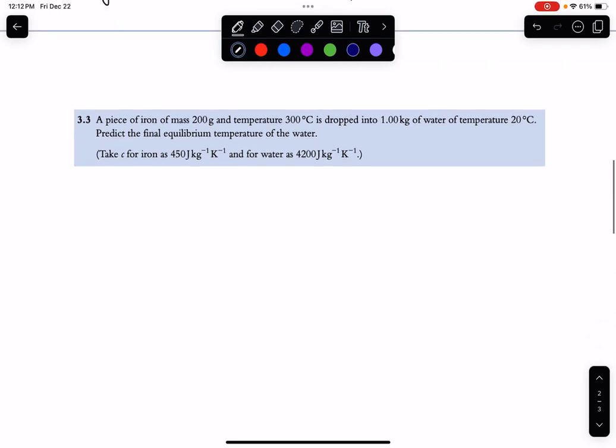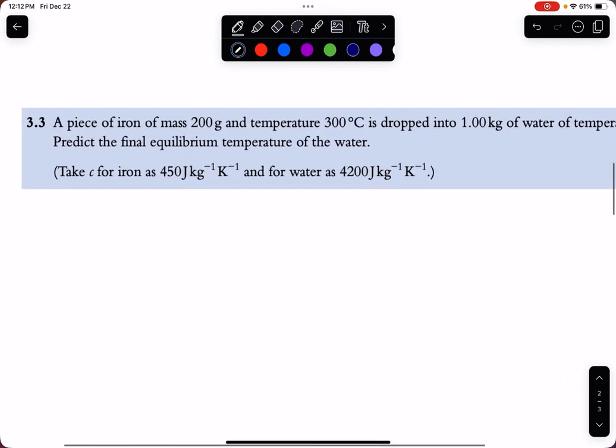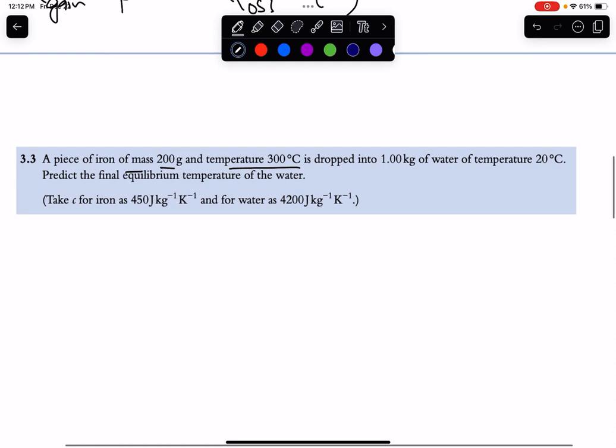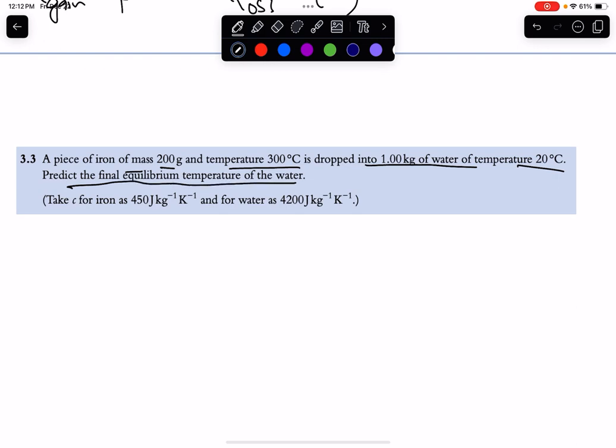Okay, so now we can look at 3.3. A mass of 200 grams of iron has a temperature of 300 degrees Celsius. It's dropped into 1 kilogram of water of temperature 20 degrees Celsius. Predict the final equilibrium temperature of the water. As you know, the iron has a higher temperature and the water has a lower temperature. So therefore the iron is going to lose heat, right? And water is going to gain heat.